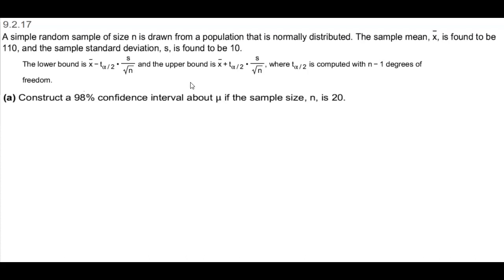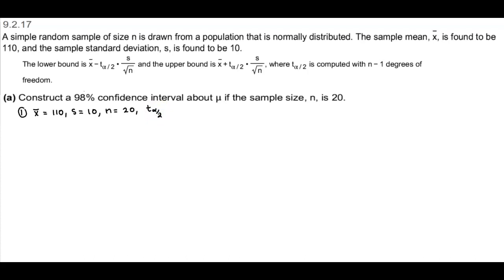So let's write down the information given so far. What do we know? We know that x bar, which is the mean, equals 110. We also know from the problem that the sample standard deviation is 10. And in part A, we also know that the value of n is equal to 20. So what we need to do is find the critical value, and that critical value is t alpha divided by 2.